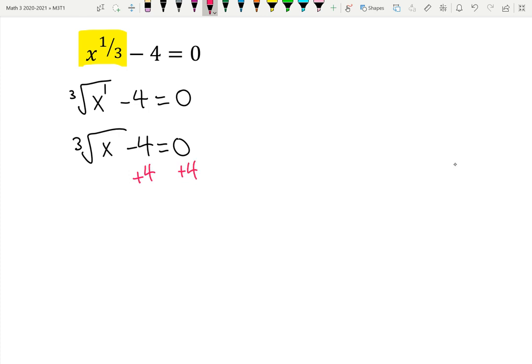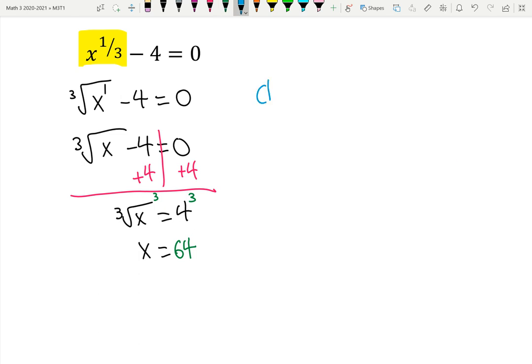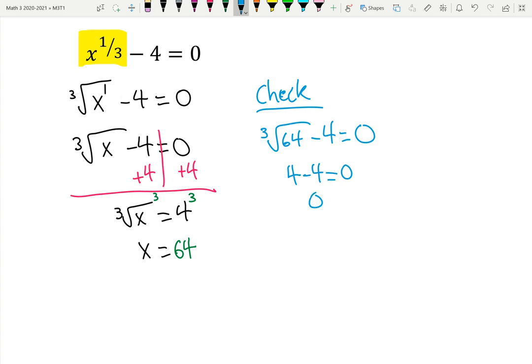I add 4 to both sides, and I get the cube root of x is going to be equal to 4. How do I get rid of that cube root? Well, I'm going to raise each side to the third. This is going to produce x, which is going to be equal to 64. Like my previous situations, I have to do my check. What I'm going to do is plug 64 into the cube root and see if it does indeed equal 0. This is going to be 4 minus 4. And this means that 64 is indeed a solution.